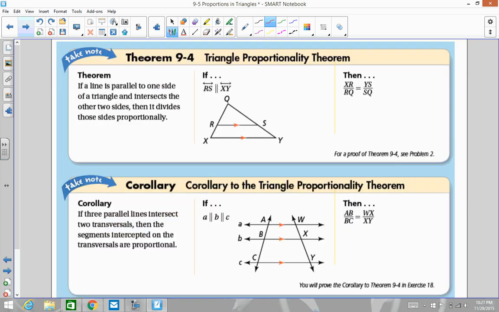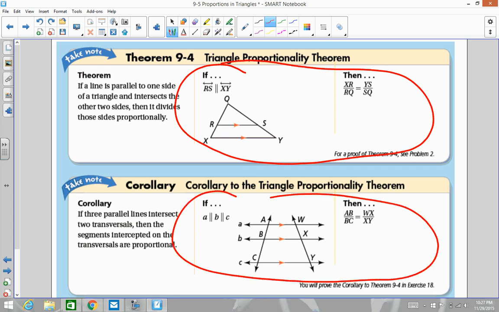Okay, so we have a few theorems that we need to highlight and write down. So theorem 9-4, I would like for you to have this theorem in your notes and this picture with this information, and same thing down here. So this one says that if RS is parallel to XY, then this piece, XR, is proportional to this piece right here, RW, and YS is proportional to this one. And so we have a little proportional relationship here.